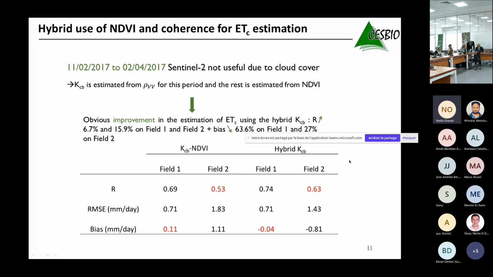And as we can see, there is an obvious improvement in the estimation when using the hybrid approach for all the statistical metrics, but for example, for the correlation coefficient, we have an improvement over field 2 of up to 16%. There is also a decrease in the bias of 27% over field 2 and up to 60% for field 1.